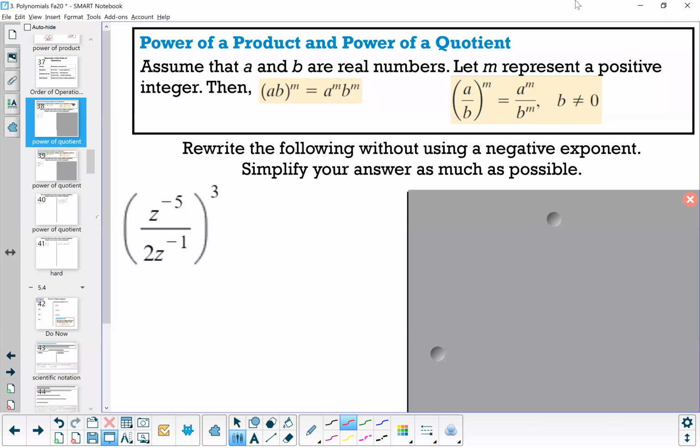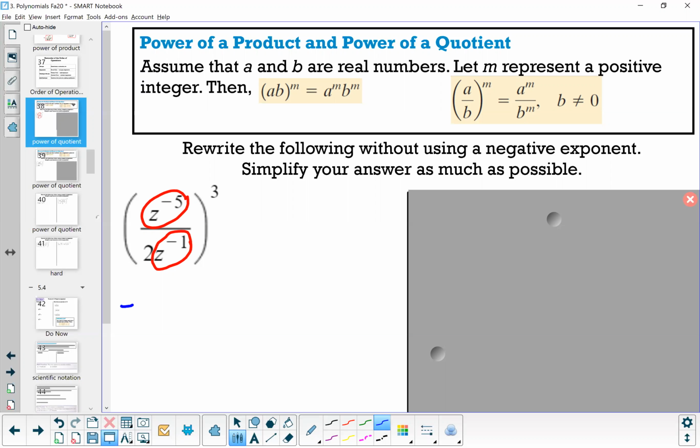All right, we're going to do more of the power rule with negative exponents. This time we have a quotient in parentheses. So we have here parentheses, z to the negative 5 over 2z to the negative 1, close parentheses, cubed. So we can start with doing the quotient rule of what's in parentheses between our factors that have z as a base, z to the negative 5 and z to the negative 1.